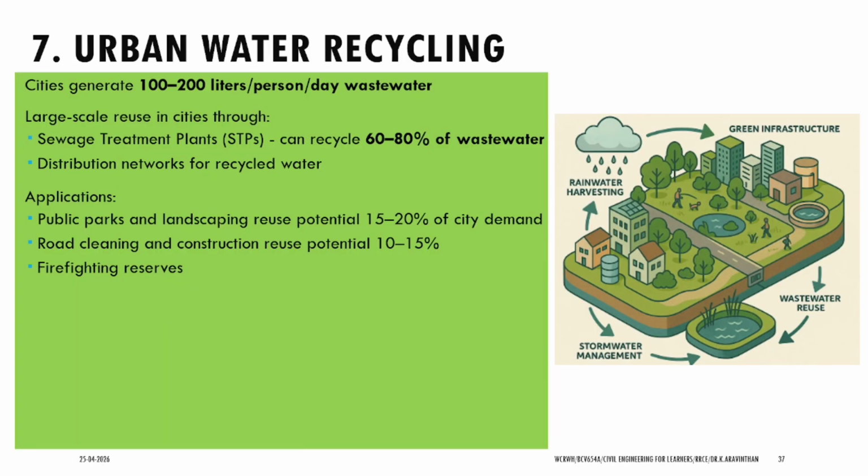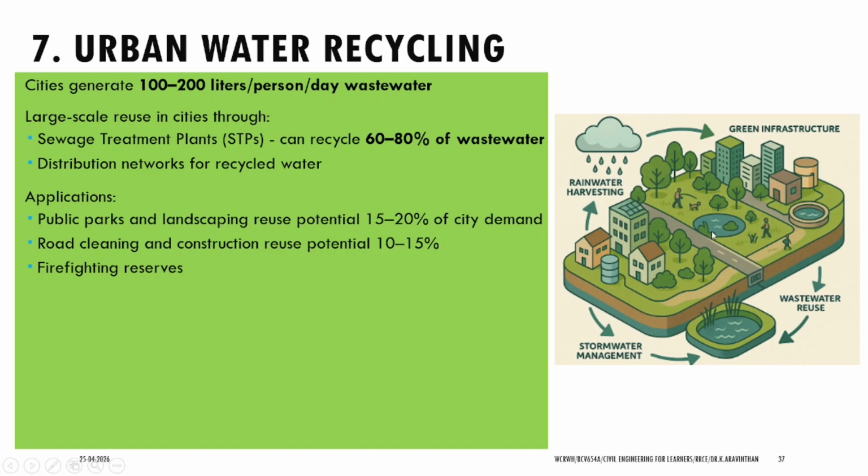Next thing, urban water recycling. Now, what about urban, in the sense, when we are collecting the wastewater from the cities, around 100 to 200 liters per person per day wastewater is being generated. You can see that for an urban community like this, all the water which are being taken during any rainfall are taken in terms of this storm water drain.